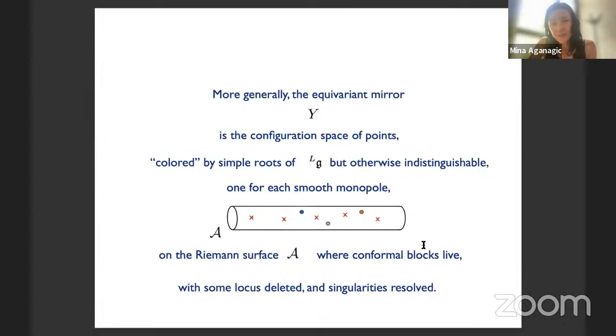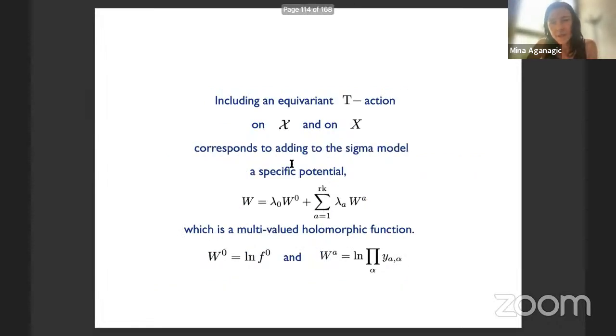More generally, the equivariant mirror Y, the small Y, is a configuration space of points colored by roots of the Lie algebra and otherwise indistinguishable, one for each smooth monopole, on the Riemann surface where conformal blocks live, with some locus deleted and singularities resolved. Including the equivariant action on the big X and the small X corresponds to adding to the sigma model on our small Y a specific potential, which is a multi-valued holomorphic function.